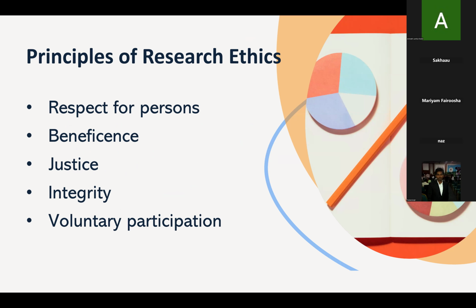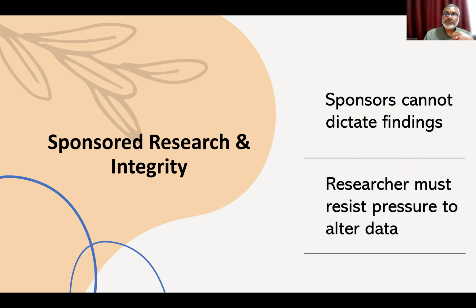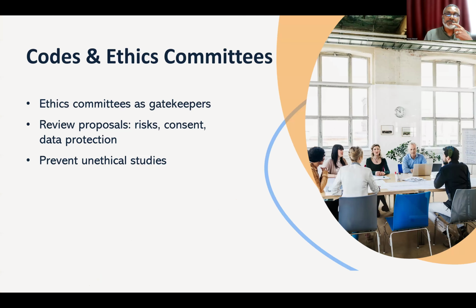Whatever you do in your research, regardless of what the research ethics committee says or what the research approval process says, you should ensure that you respect the people that you are doing research on. It should be beneficial. You should be ensuring justice, integrity, and voluntary participation. And then we have talked about sponsored research and its integrity as well. They don't dictate the findings, the research data does. And you should resist any pressures to alter the data. That is your responsibility in terms of integrity.